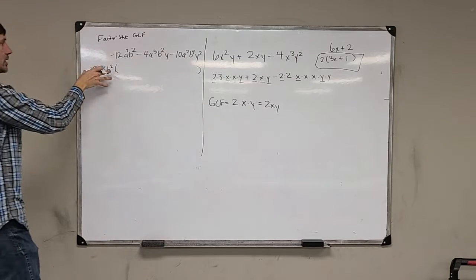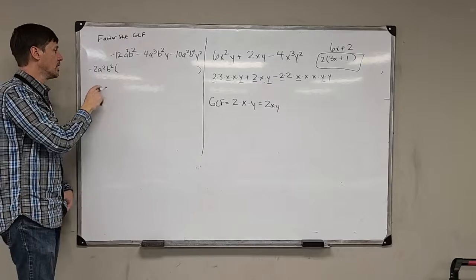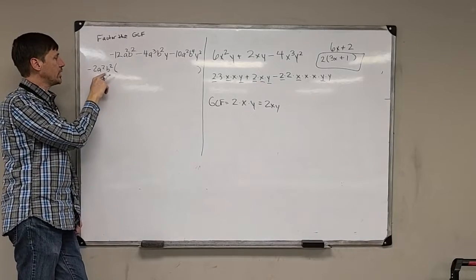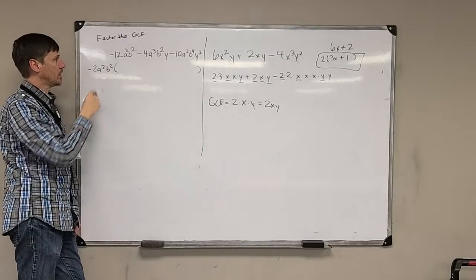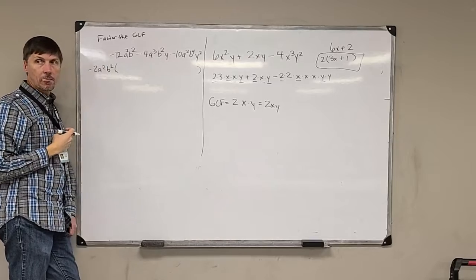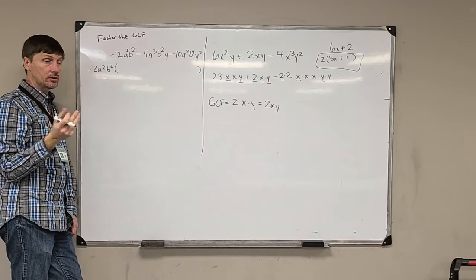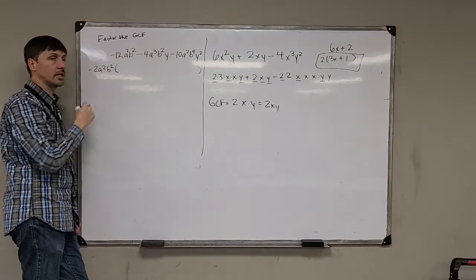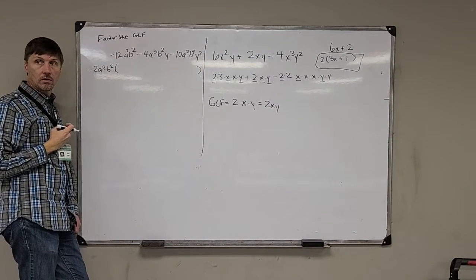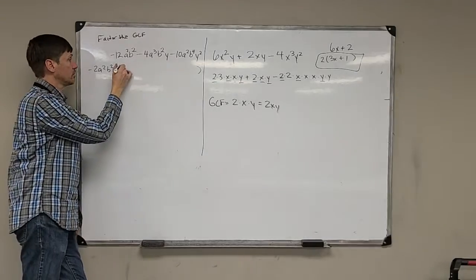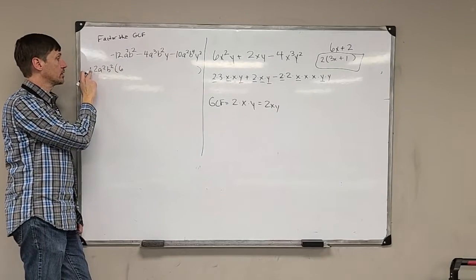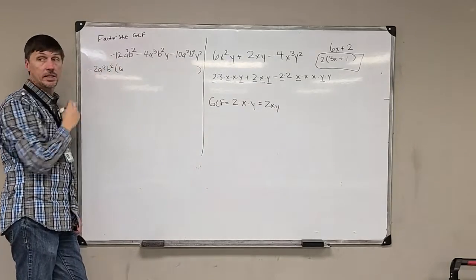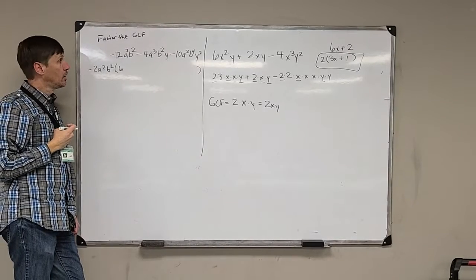So now let's apply that same thing to something that's a little more complicated. What would I have to multiply negative 2a squared b squared by in order to get this term right here? First, I'm going to look at the numbers. What do I have to multiply negative 2 times to get negative 12? Just 6, right? Because it's negative here, so negative 2 times positive 6 gives me negative 12.